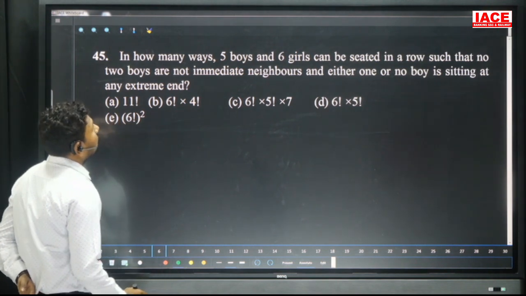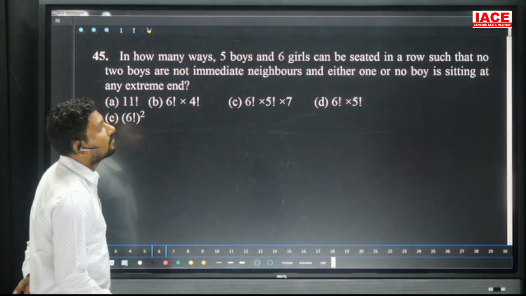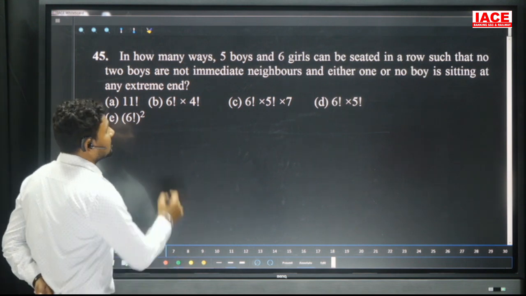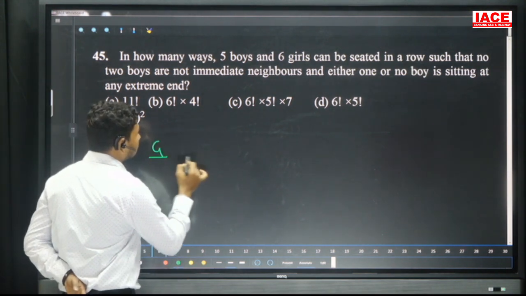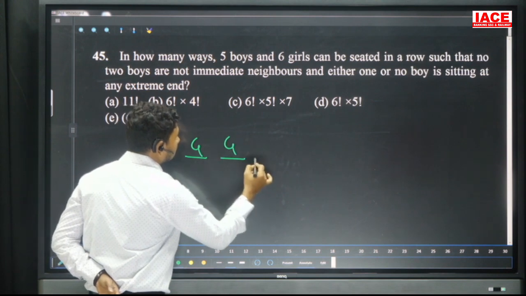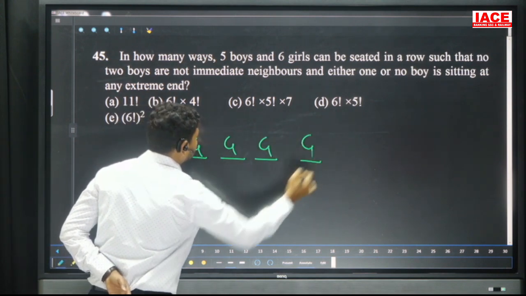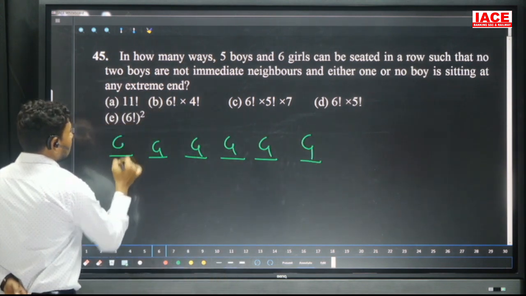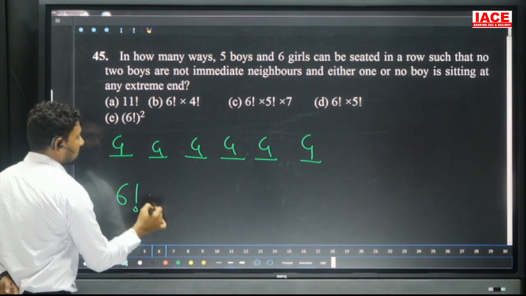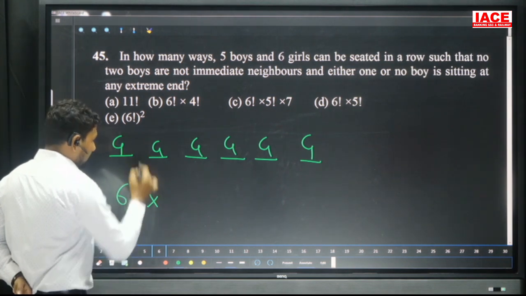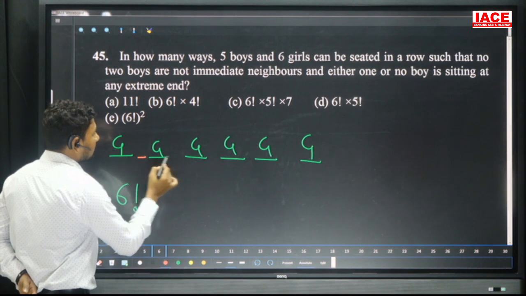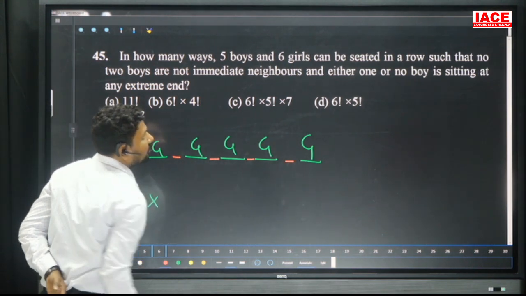Next, in how many ways can 5 boys and 6 girls be seated in a row such that no 2 boys are immediate neighbors and either one or no boy is sitting at an extreme? First of all, we'll go with the girls. Six girls sitting gives 6 factorial. The remaining empty spaces are occupied by the 5 boys.